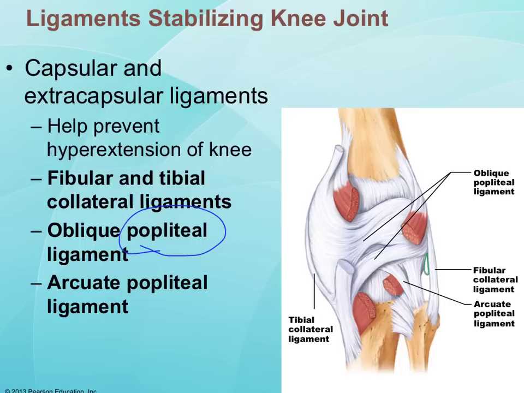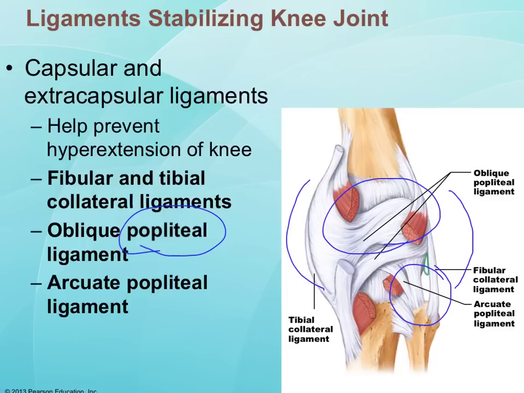In this picture, you can see a pair of popliteal ligaments, the oblique popliteal ligament and also the arcuate popliteal ligament, which are named by the location and also the shape of the ligament. And also we have a pair of collateral ligaments. Collateral means there is a pair of ligaments on the lateral and medial sides: the fibular and the tibial collateral ligaments, named by the attachment.